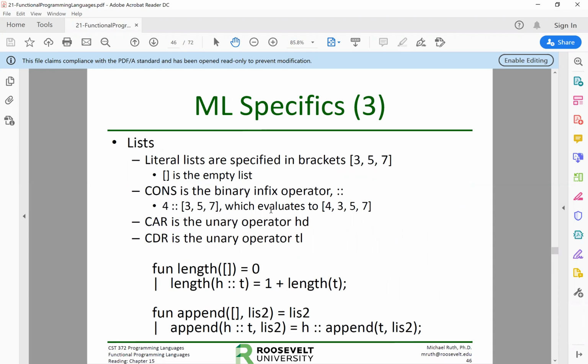Okay, so you remember cons and CDR. It says operator HD and TL. That's what this is, H and T. This is the head and tail, okay? So 1 plus length t is grabbing the 1 and calling the function length again with the tail only is what's happening here. Same thing with h and t.